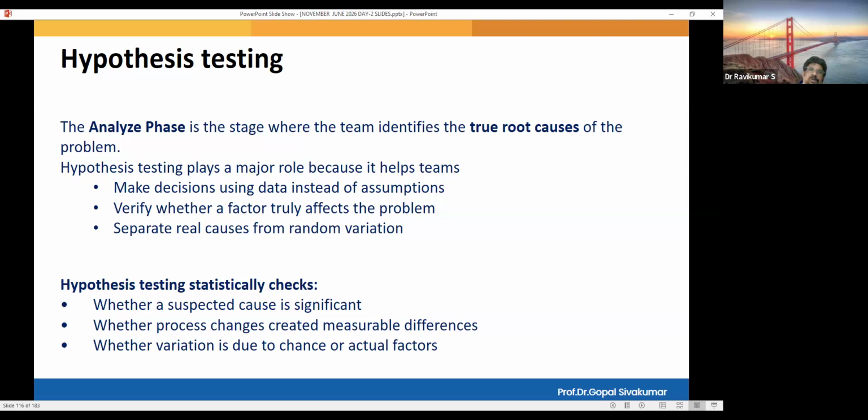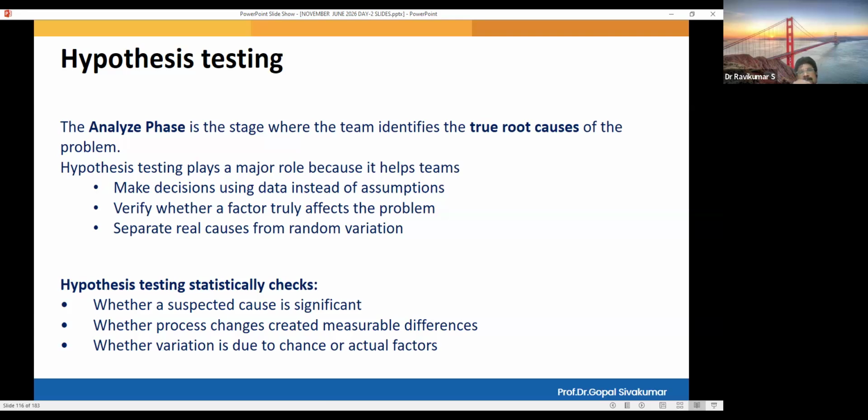So we need to separate those random variations which occur very rarely and which have very little influence on the problem. This hypothesis testing helps you to separate, segregate, and remove the random variation from the real causes, which may be the root cause. So this is why hypothesis testing plays a major role in helping our team. It helps you to make decisions correctly, verify whether our claim is true or not, and unknown random variations are eliminated from the list of the real causes.